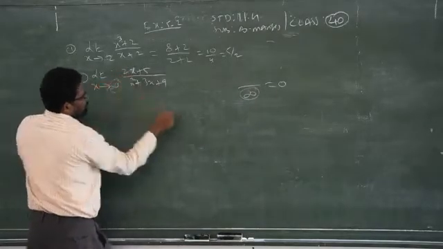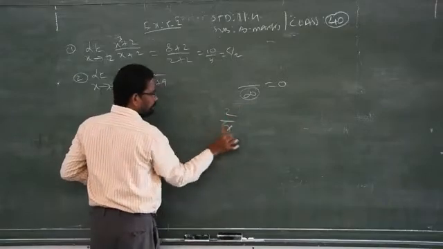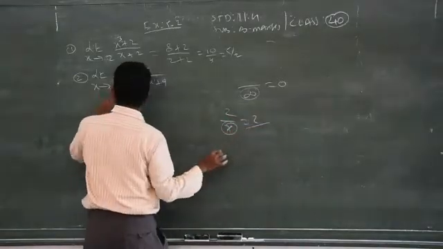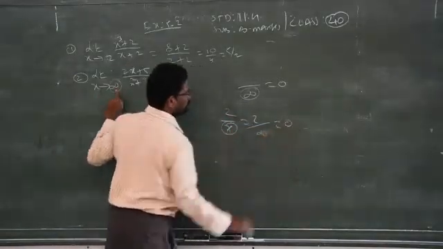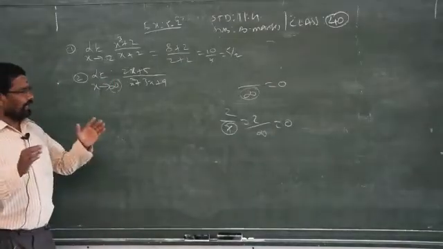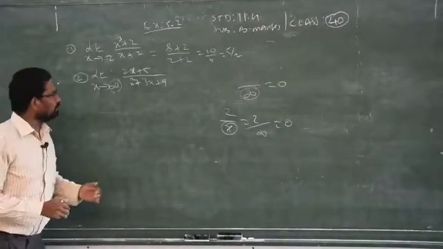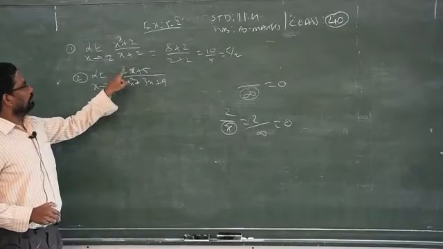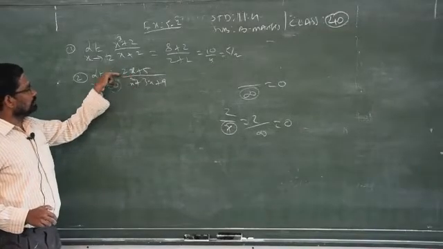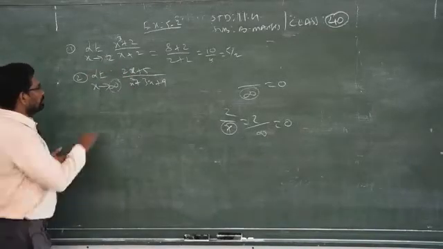But x is not a constant, 2 by x. If we replace x by infinity, anything by infinity is what? 0. So my aim is to bring down that multiplication factor of x into divisional form. How to bring down? Very simple.